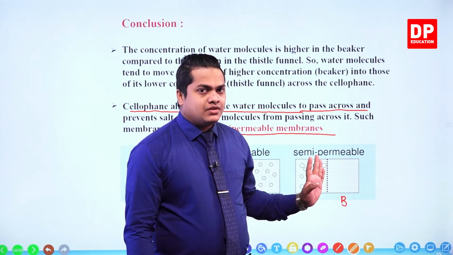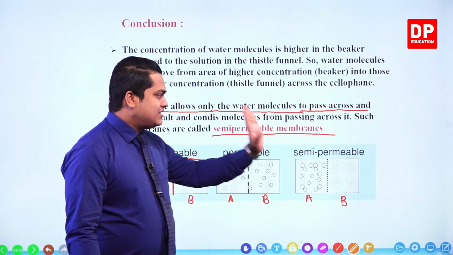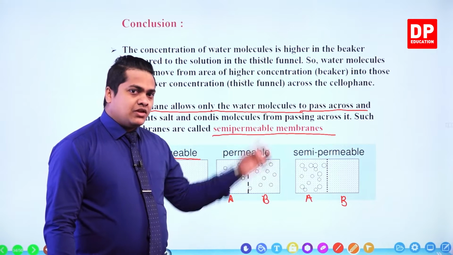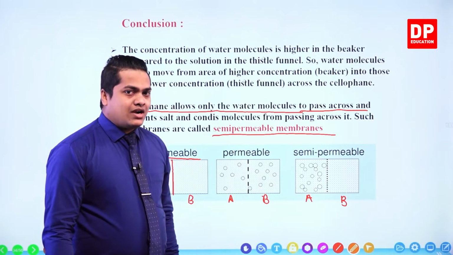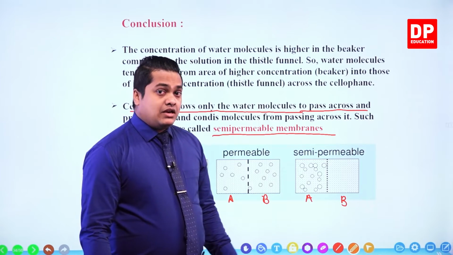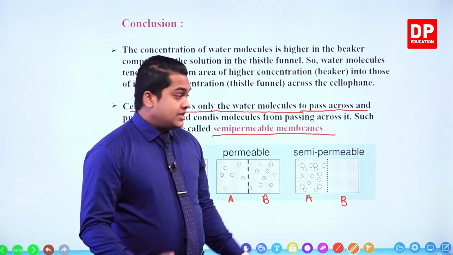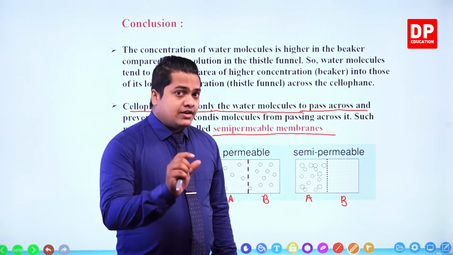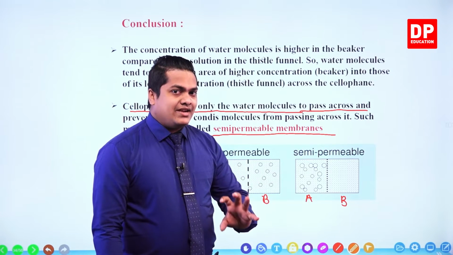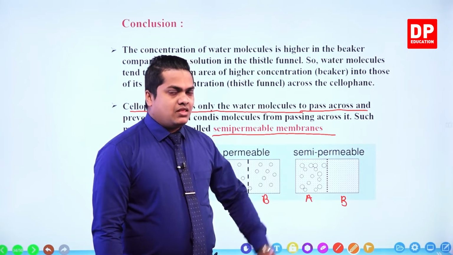So my dear children, once again: impermeable, permeable, semi-permeable. Impermeable means there are no gaps, no one can enter, no one can exit. Permeable membrane, larger gaps, anyone can exit, anyone can enter. Semi-permeable membrane, tiny gaps. Only selected ones can enter, only selected ones can exit.